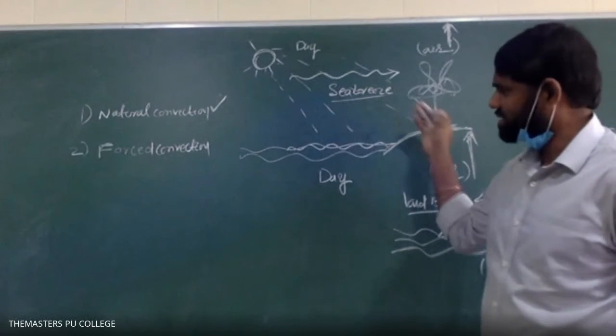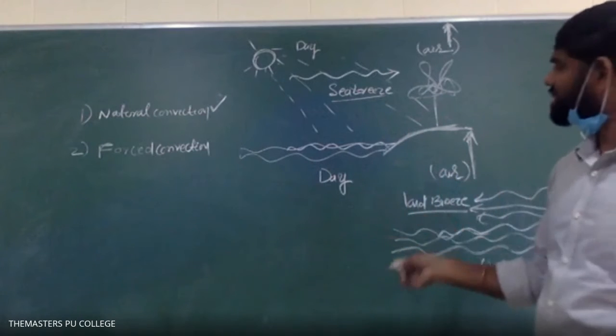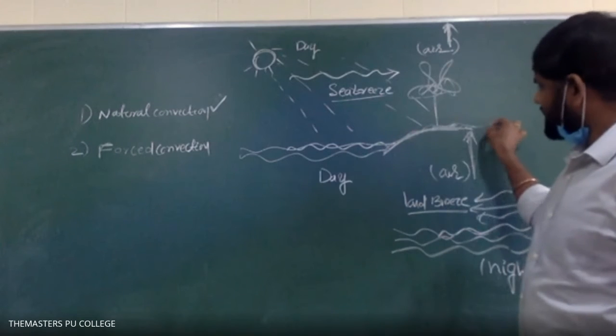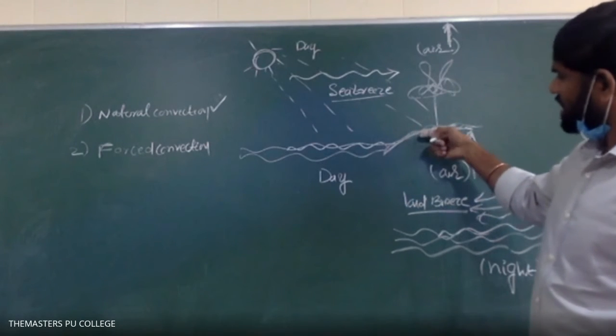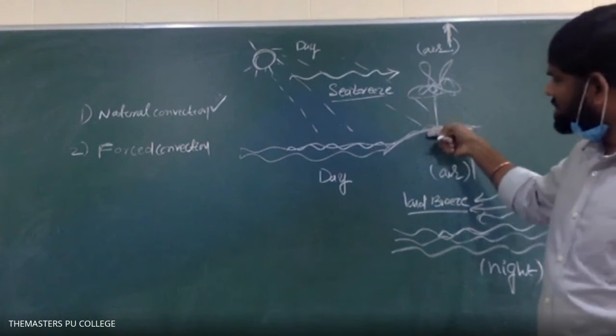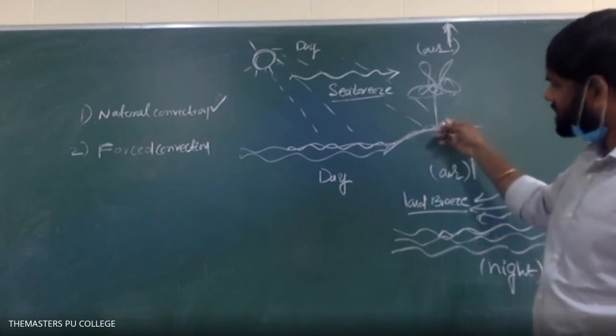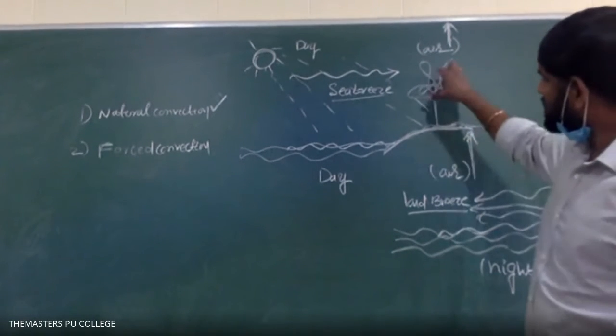Sir, here in daytime, the air that gets heated up in the land, does that air replace the air in the ocean, or are both heated? Both are heated, but because of the lesser specific heat, the land surface will be heated first. The temperature of the land surface will increase first. When this temperature increases, the temperature of the air above the land surface also increases. That's why this will become hotter.